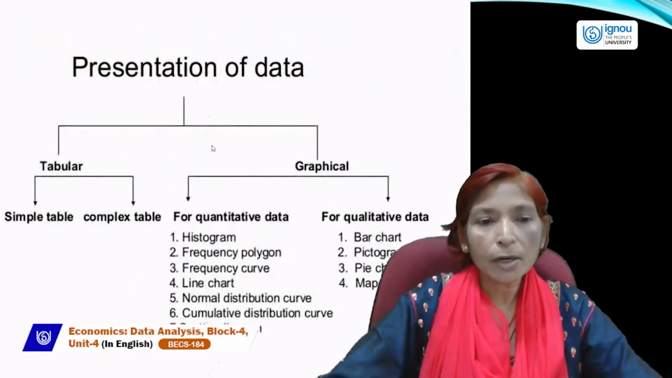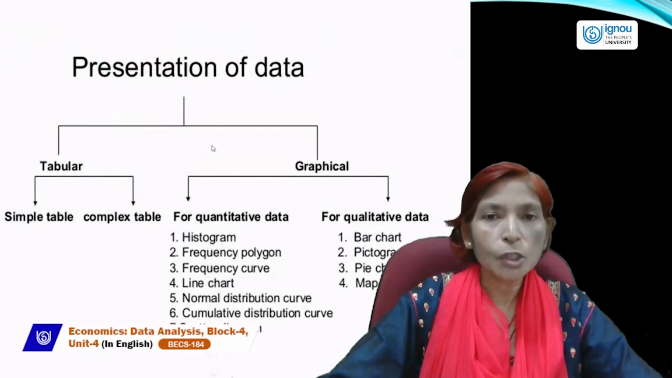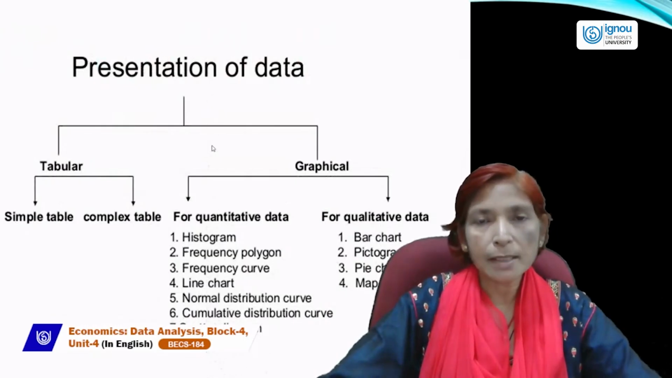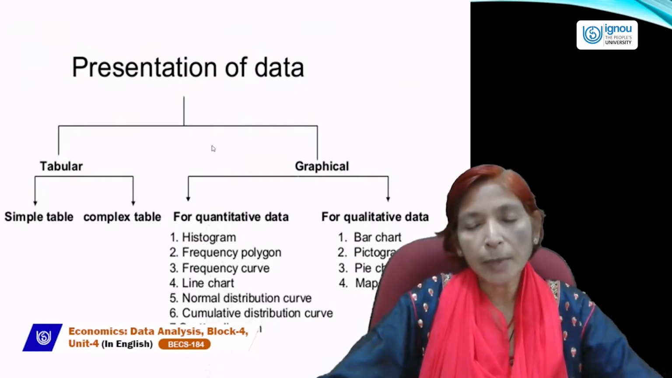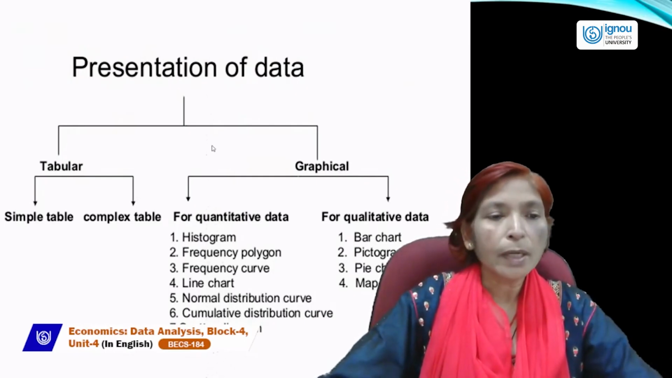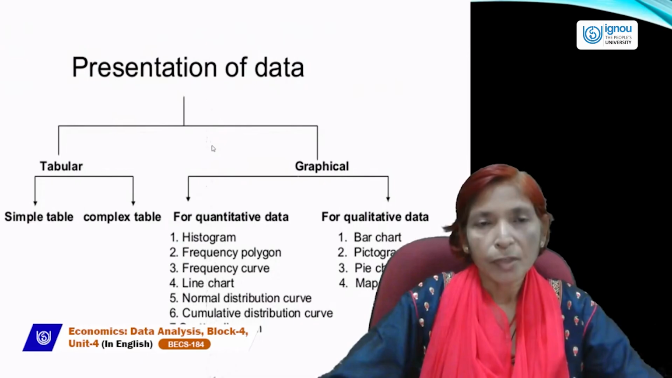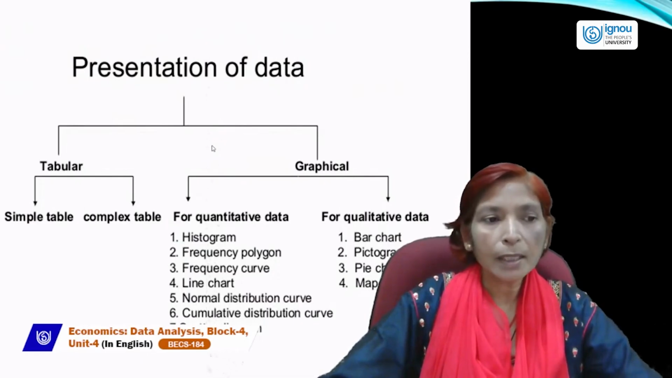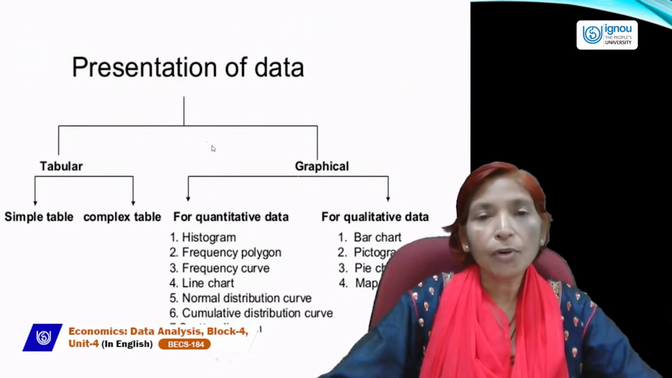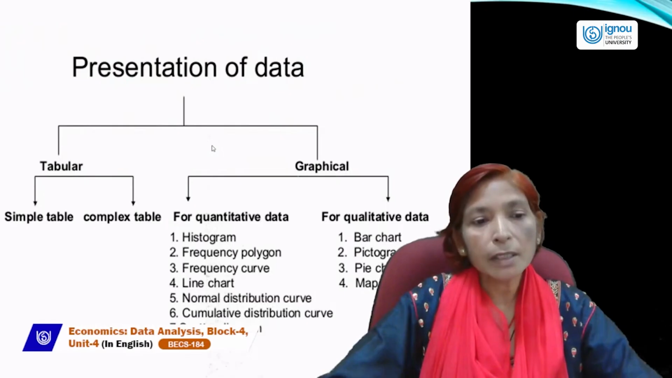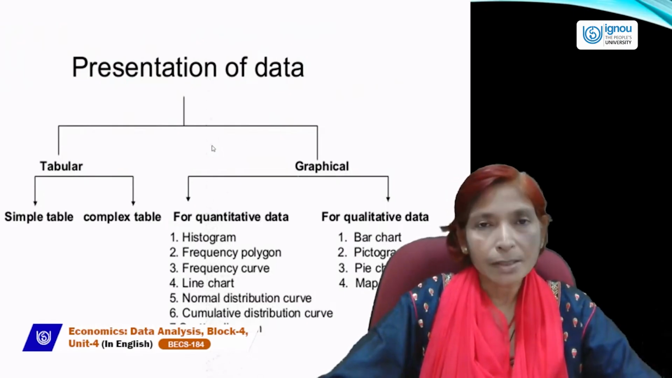Next is presentation of data. Presentation of data has two types. One is that data may be presented by tabular or table, and data may be presented by graphs. In tabular presentation, the table may be a simple table or a complex table. If you are showing one variable in a table, that is called a simple table. But if you are showing different variables in a single table, that is called a complex table.